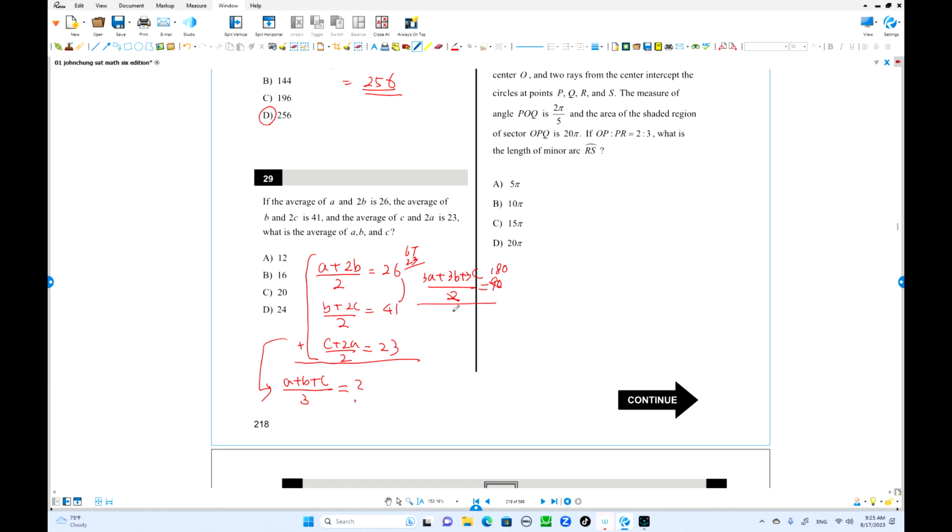After that, you can divide it by 3 again. So A plus B plus C equals what? 60. That's right, this value is 60. So for the average, this one divided by 3. 60 over 3 equals 20. That's the average of these three numbers. So that's the answer.